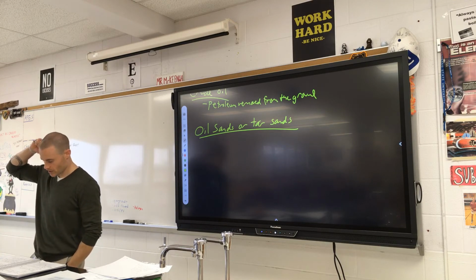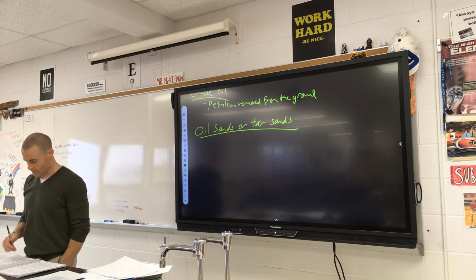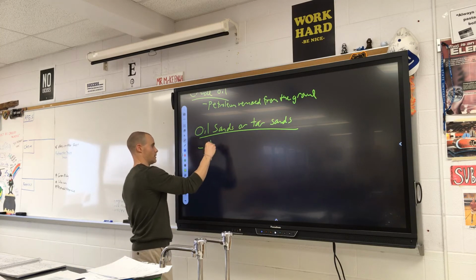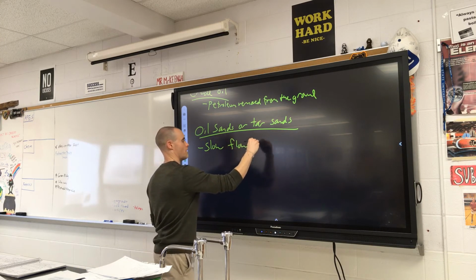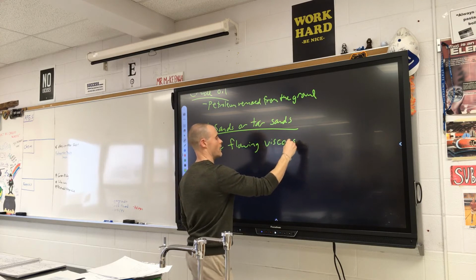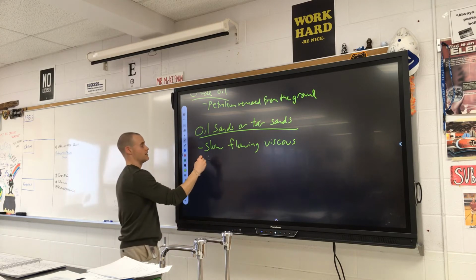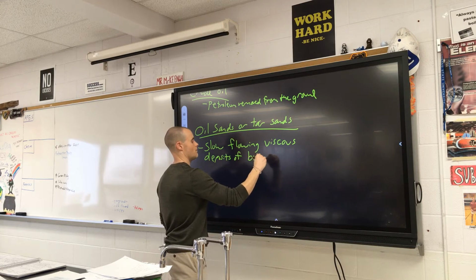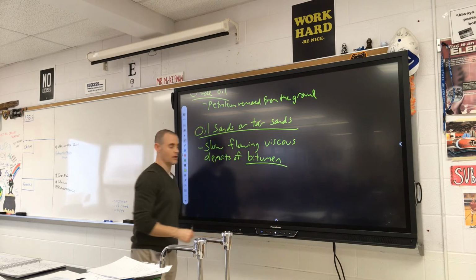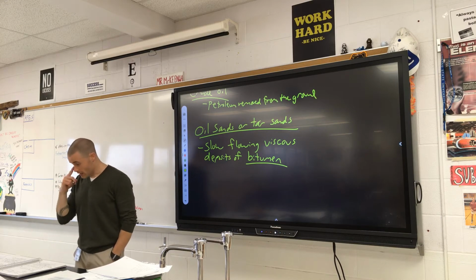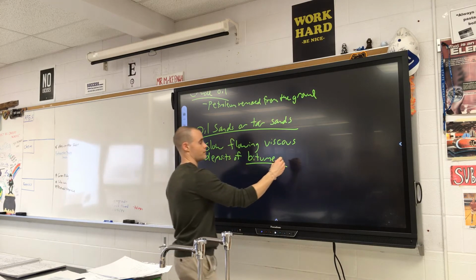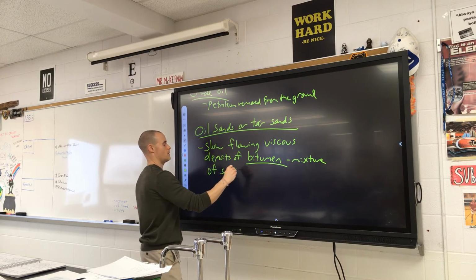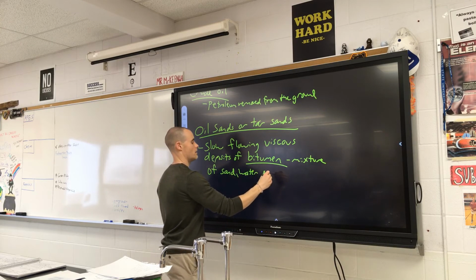So oil sand, tar sand, slow flowing, viscous deposits of bitumen mixed with sand, water, and clay. Slow flowing, viscous. What's that mean? Yeah, like maple syrup. Viscous deposits of bitumen, not sure how to say that, which is a mixture of sand, water, and clay.